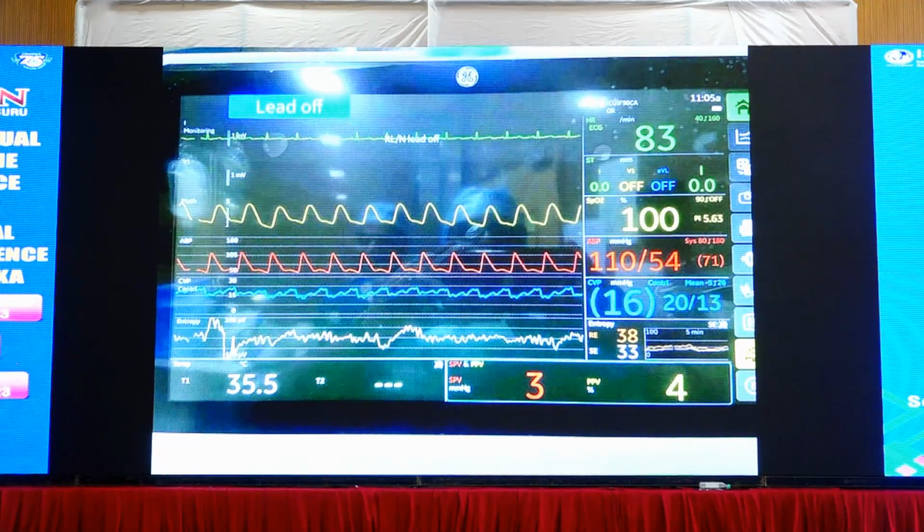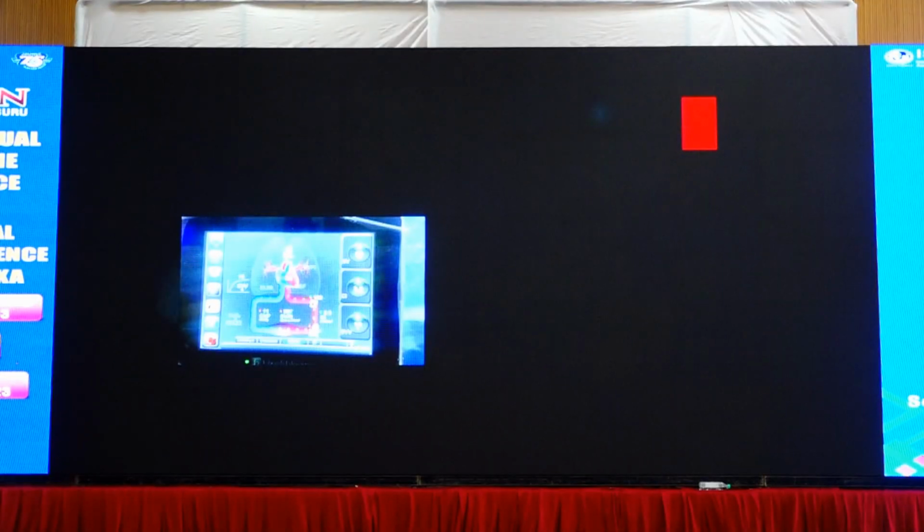This is just a picture of what we do. There's PPV and SVV coming in, temperature, then we do entropy monitoring along with the minimally invasive cardiac output monitoring as well.